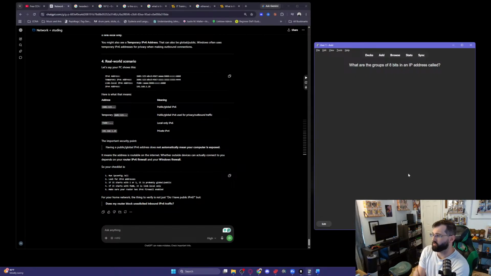What are the groups of 8 bits in an IP address called? Octet. Yeah, okay. What is the numeric range of the first octet in class A? 0 to 126. 127, but 127 is a loopback, so for whatever reason, that one's special.